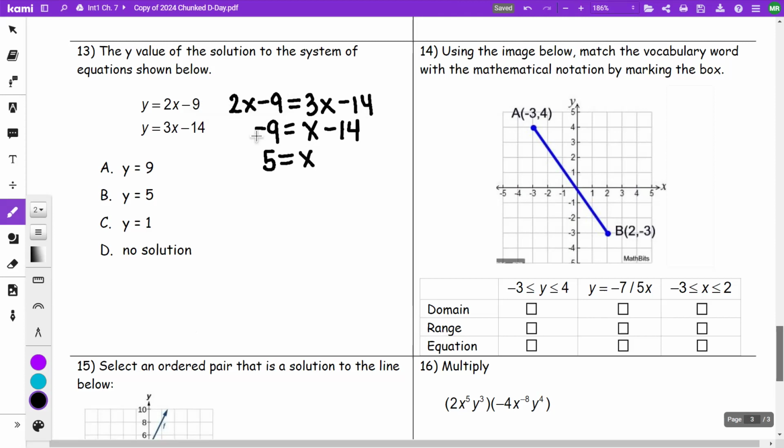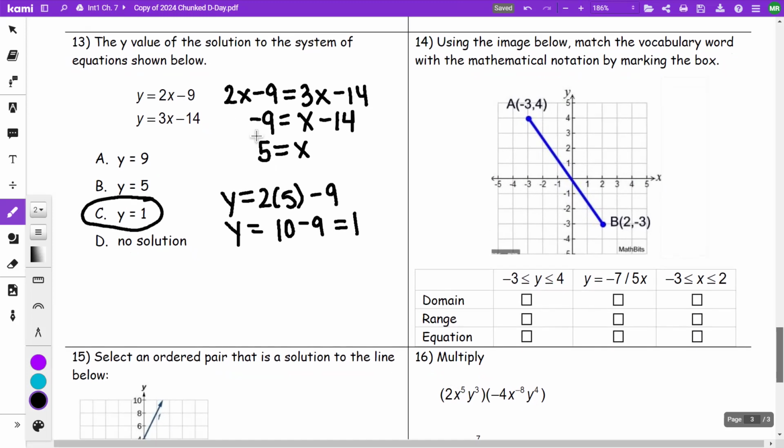x. Now, I can't stop here. You might see 5 as an answer, but that's x being 5 that I have. The answer there is y being 5. So I need to find my y. So let's say I put it into the top one. Y is equal to 2 times 5 minus 9. So I'm going to get 10 minus 9, or 1. So C is going to be my answer.